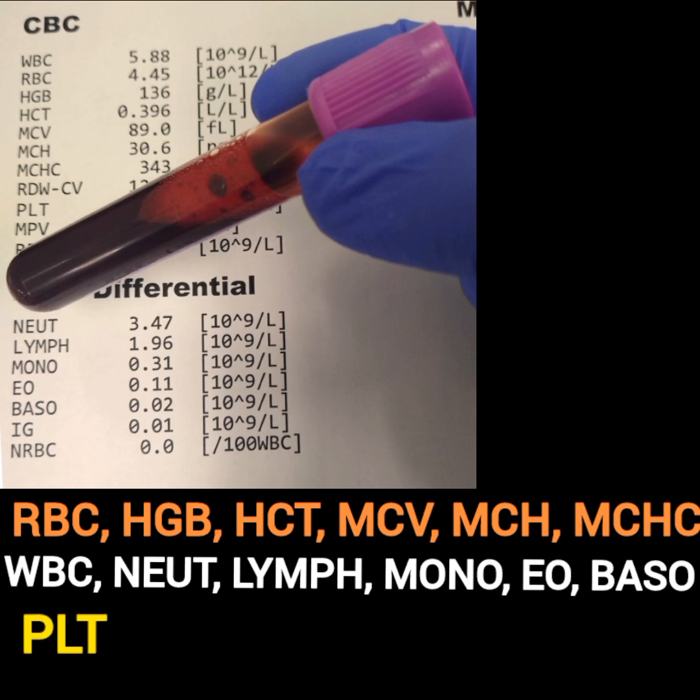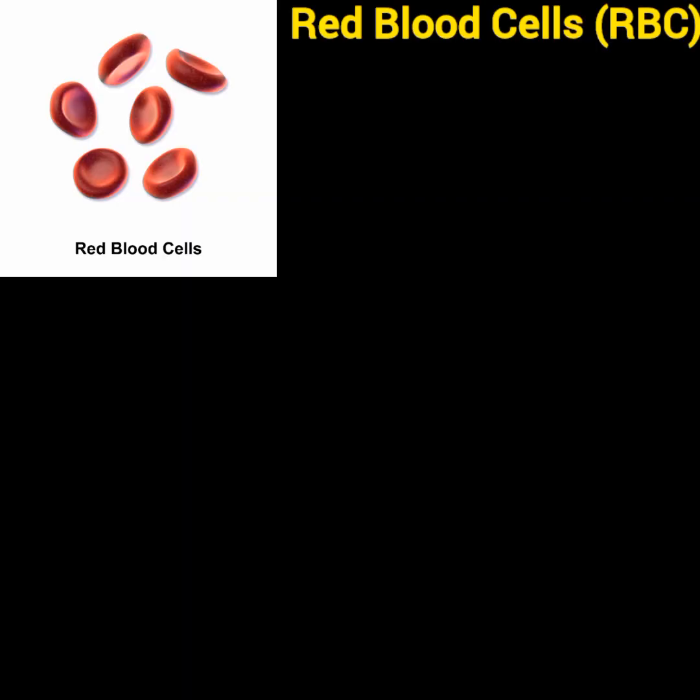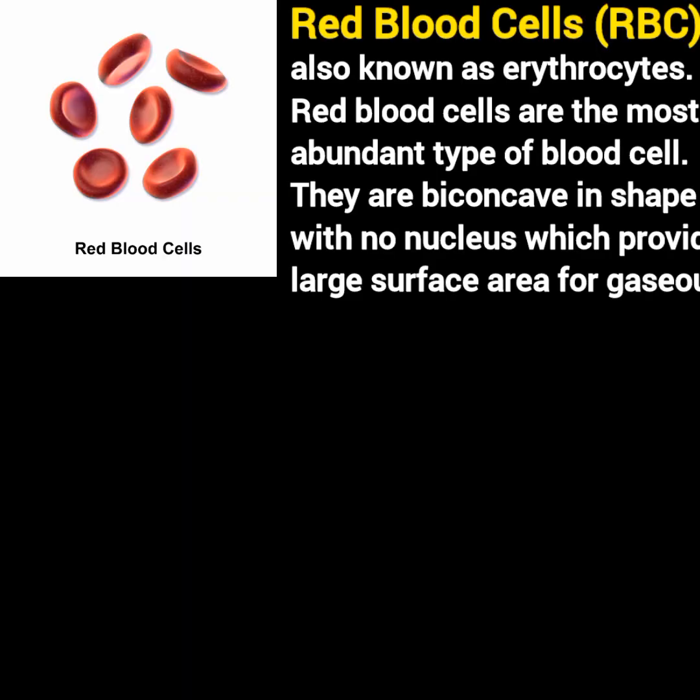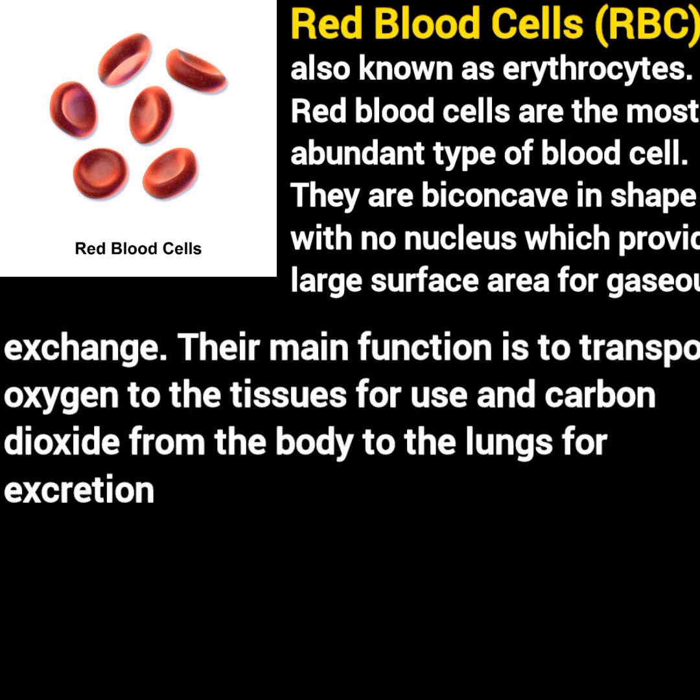Starting with the red blood cells. The red blood cells are also known as erythrocytes. They are the most abundant type of blood cells. They are biconcave in shape with no nucleus, which provides large surface area for gaseous exchange. Their main function is to transport oxygen to the tissues for use, and carbon dioxide from the body to the lungs for excretion.